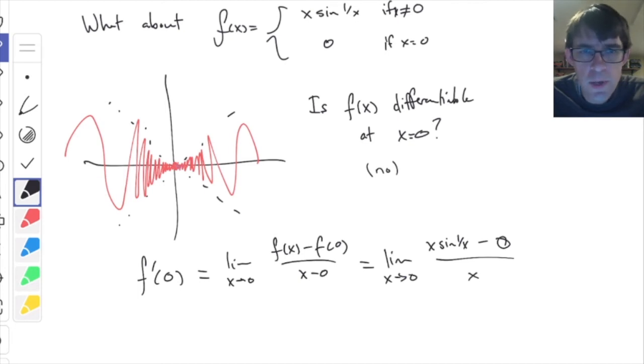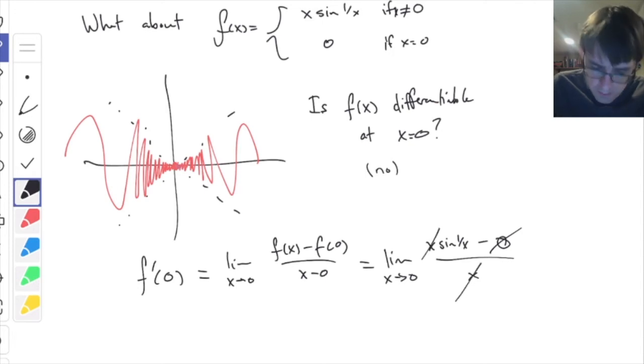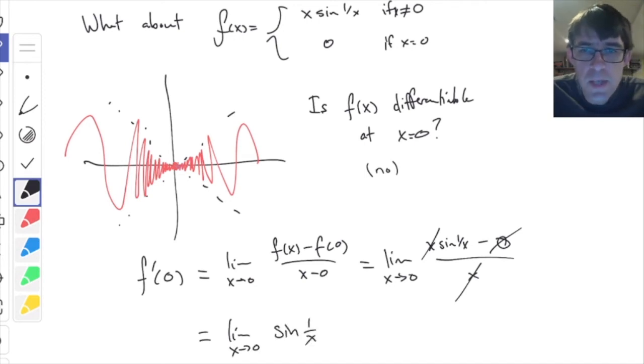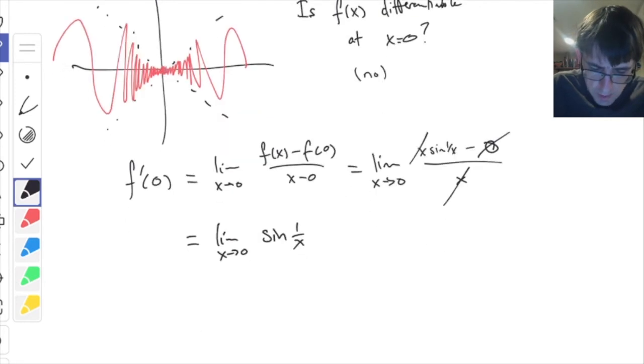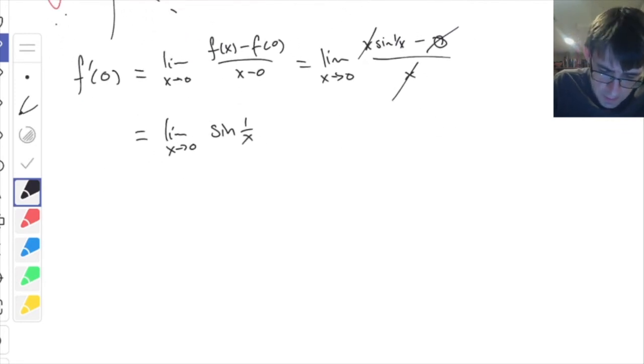You might have wondered, am I going to have to do some weird random trick with the sign of something or other? The answer is no, you don't have to do any weird random trick. In here, of course, I don't need to write minus 0, and then these x's will cancel in the fraction. This x here and here, right? And so all we end up with is the limit as x goes to 0 of sine of 1 over x. But this limit does not exist. Actually, we've discussed this one before. This does not exist.